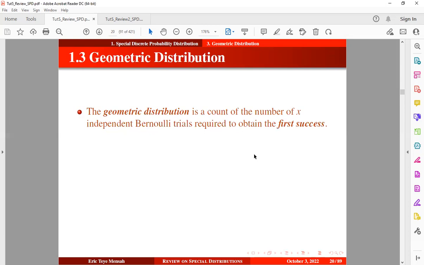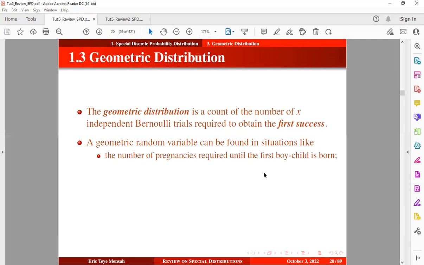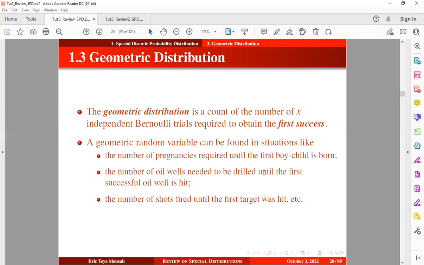So where can we apply this? A geometric random variable can be found in situations like the number of pregnancies required until the first boy child is born, the number of oil wells needed to be drilled until the first successful oil well is hit, the number of shots fired until the first target was hit, etc. So this is basically showing us that the geometric distribution is a count of the number of independent Bernoulli trials required to obtain our first success. Now, in the case where we are interested in the number of independent Bernoulli trials required to obtain the kth success, that will give us a different distribution known as the negative binomial distribution.